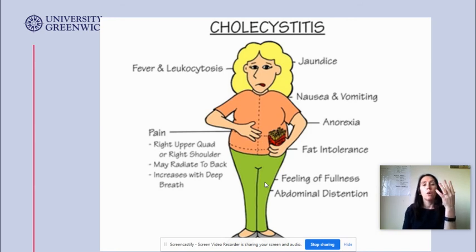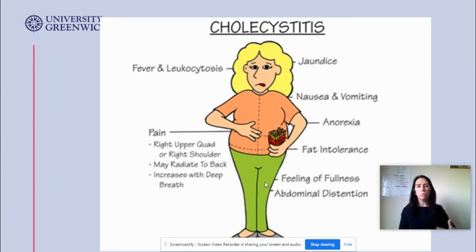So this patient will be presenting with kind of liver gallbladder type problems. So you're likely to see jaundice in the eyes, maybe in the fingers, maybe in the skin. They're going to have symptoms of infection. So not wanting to eat, nausea, vomiting, fever. The pain will be in the right upper quadrant. It can radiate into the right shoulder and into the right back. So your referred pain might be right shoulder pain.